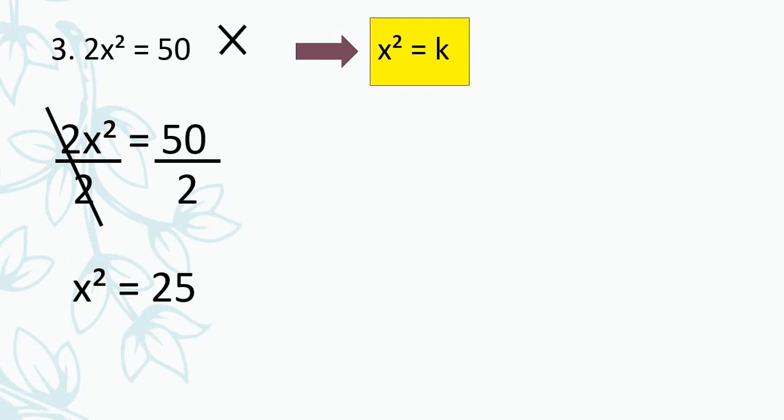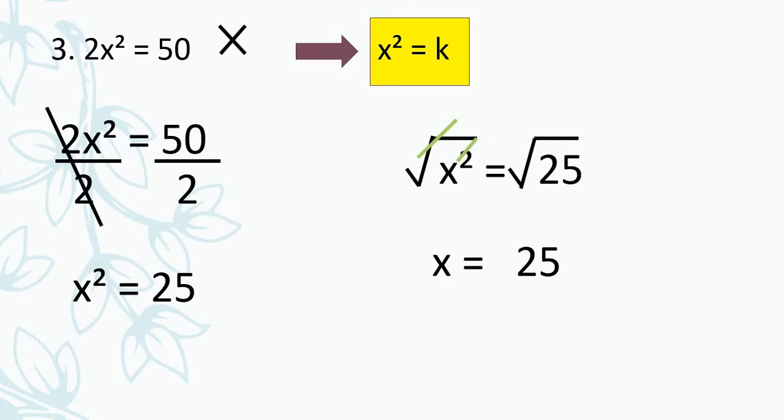This time, x squared is equal to 25 is in the form of x squared is equal to k, meaning to say, we can now perform extracting the square root. So put the square root on both sides to cancel the squared. Okay, then we have here x is equal to the square root of 25, and the square root of 25 is positive and negative 5. So we have two real solutions. We have x is equal to positive 5 and x is equal to negative 5.